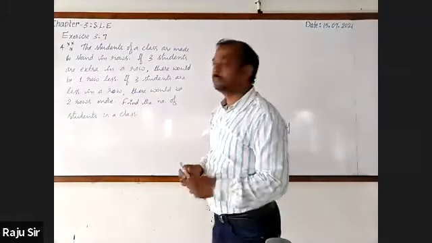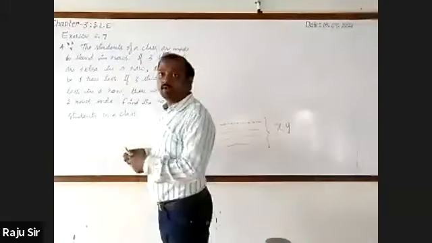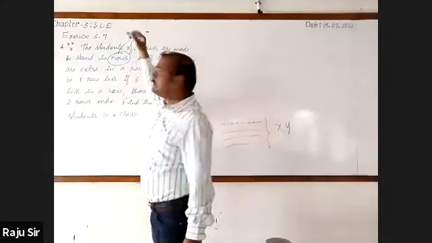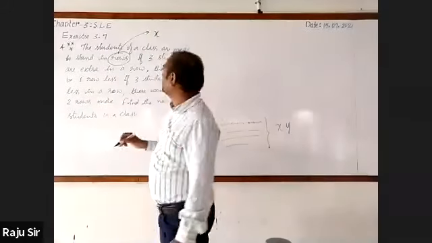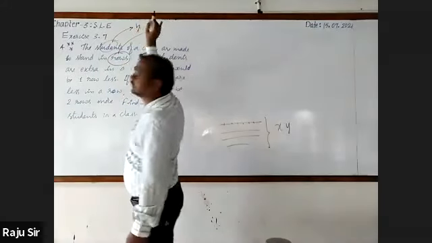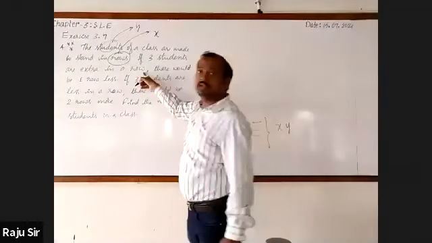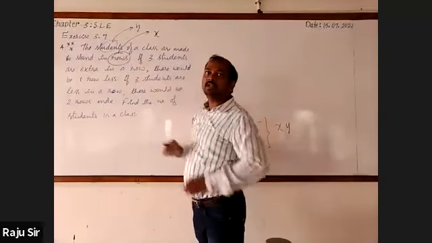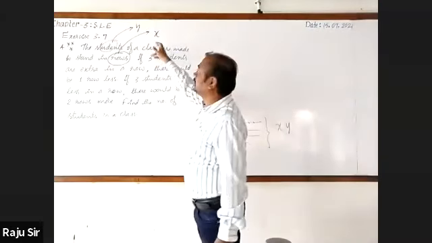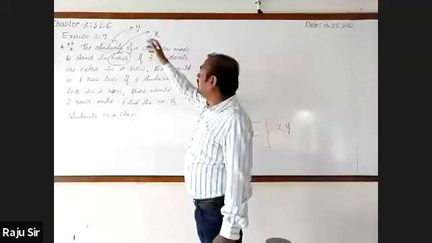See that. Here, the students of a class are made to stand in rows. As I said, how many rows are there? X. Number of rows is X. Then, how many students are there in each row? Y. Number of students is Y. Look at it, if 3 students are extra in a row, X plus 3 or Y plus 3? Y plus 3, sir.